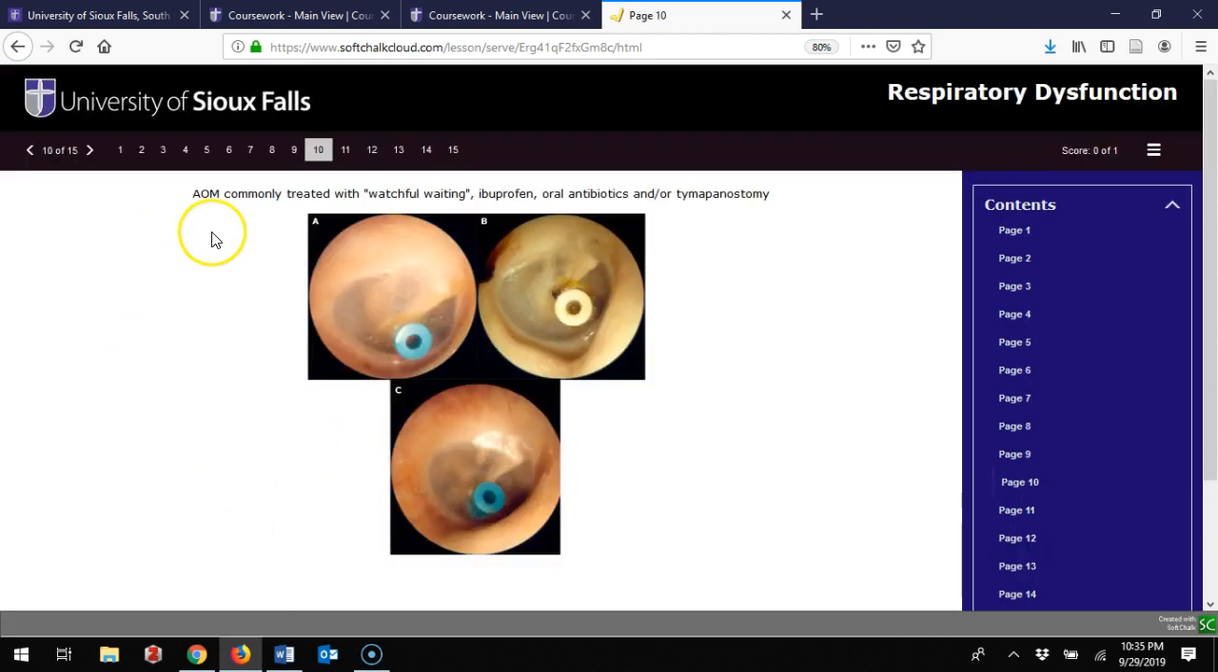So some treatment for this with acute otitis media is watchful waiting. We'll cover that on the next slide. We also can see here that we've got PE tubes, pressure equalizing tubes, or they can do the tympanostomy. So the tympanostomy is basically just putting a hole in that tympanic membrane and allowing the fluid that's trapped behind there to drain out.